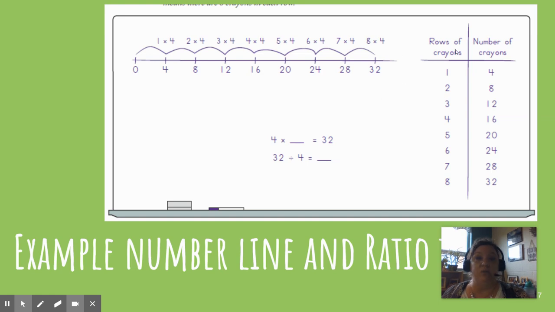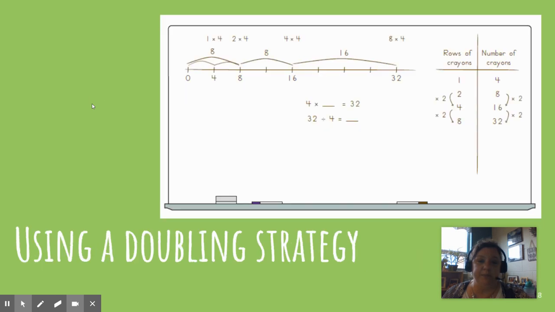So an easy way to organize here: it's just a T for a T chart. Rows of crayons, because we're given that information, and number of crayons, and our goal is to get to 32 because we know there are 32 in the box. So 1 row, 4 crayons. 2 rows, 8 crayons. 3 rows, and so on until we make it to the golden 32. And it took 8 rows to get there. So that gave us our missing information.